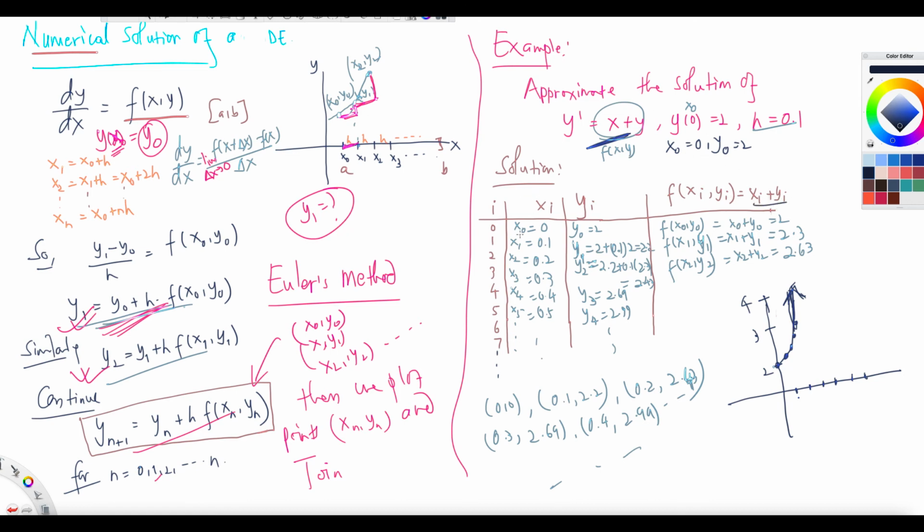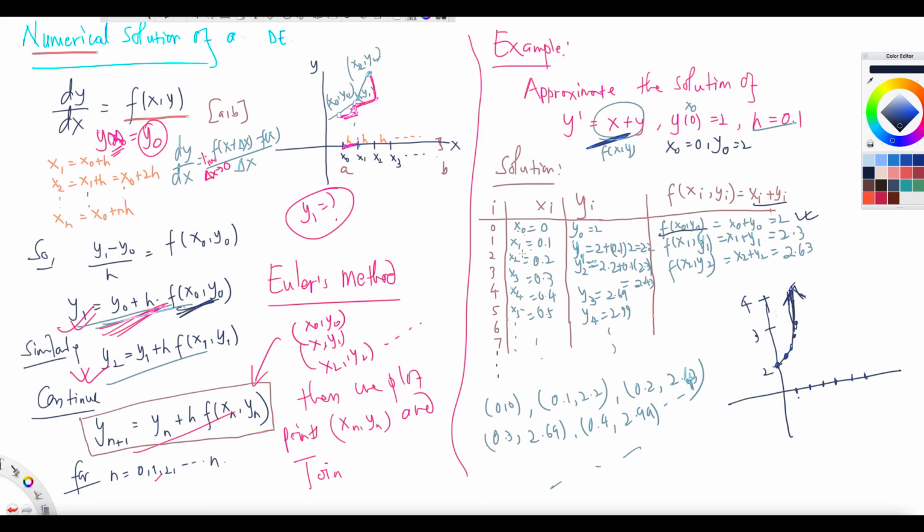When i is 0, xi will be x0, which is 0, and yi will be y0, which is 2. What is f of x0, y0? Why do I need to find that? We don't need it just to plug in x0, y0, but to approximate y1 we need f of x0, y0. That's why I find f of x0, y0, which is x0 plus y0, 0 plus 2, which is 2. So we found f of x0, y0, which will be used to find y1.